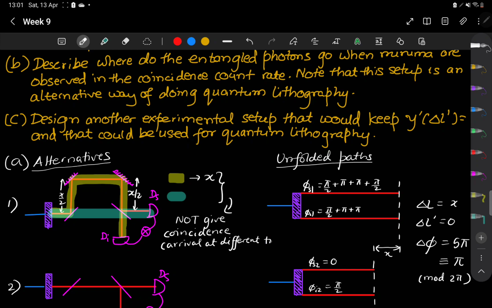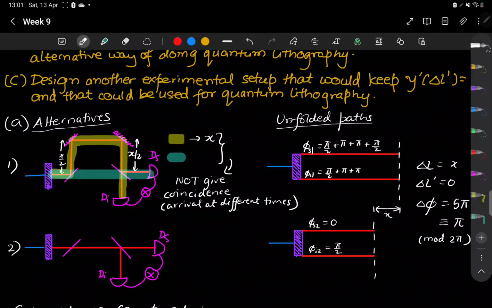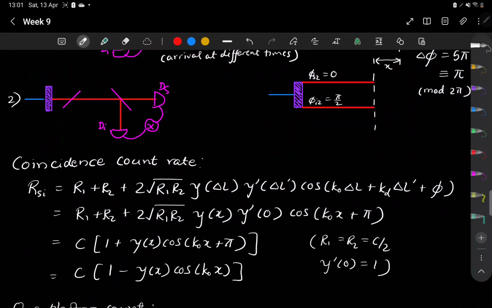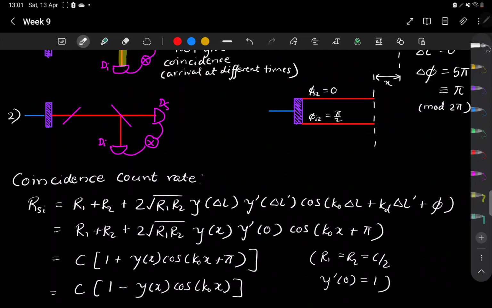For coincidence, you want arrival at both the detectors simultaneously at the same time. So if one photon is coming after x by c time than the other photon, then that is not detecting a coincidence, because photons are coming at different times. So that's the reason why we have not considered alternatives of this kind. I hope that makes it clear. If yes, please give a thumbs up in the chat box.